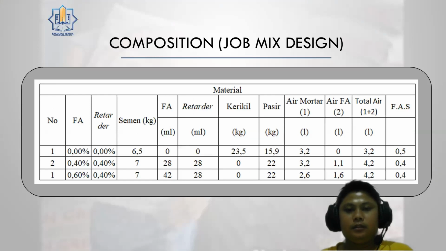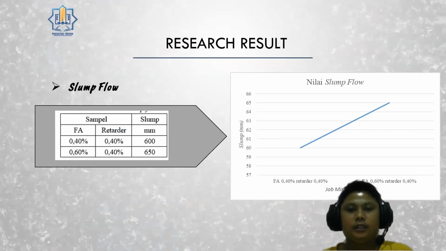This is the composition of the job mix design. We can find the fine aggregate, sand, and mortar from the foam agent. The result is a slump of 60 millimeters. This is how we make the slump flow. The category is 15 until 60 centimeters for the slump flow.